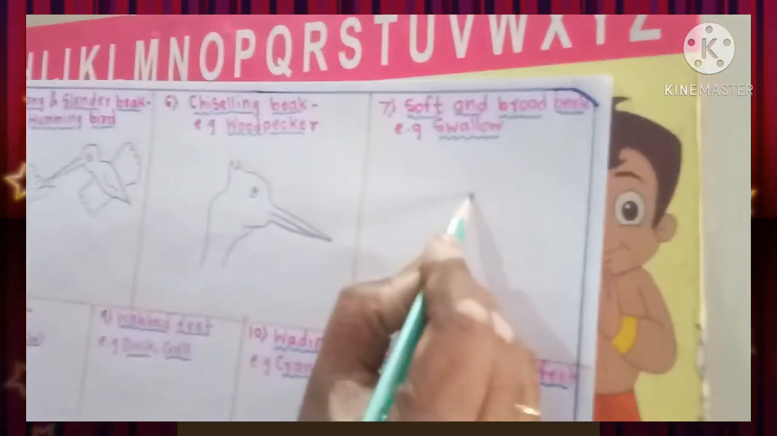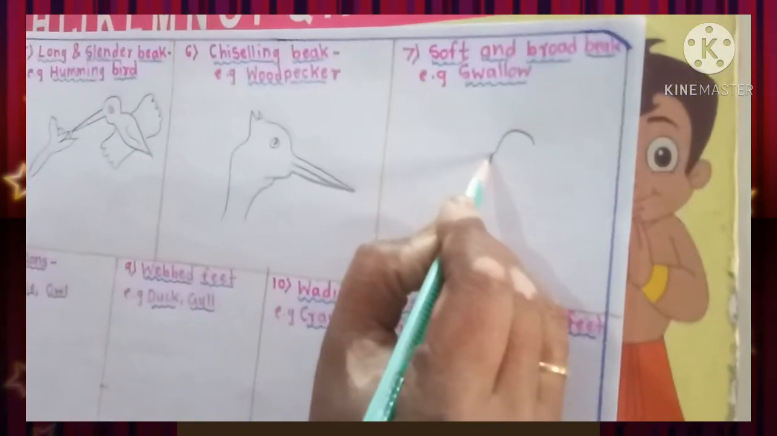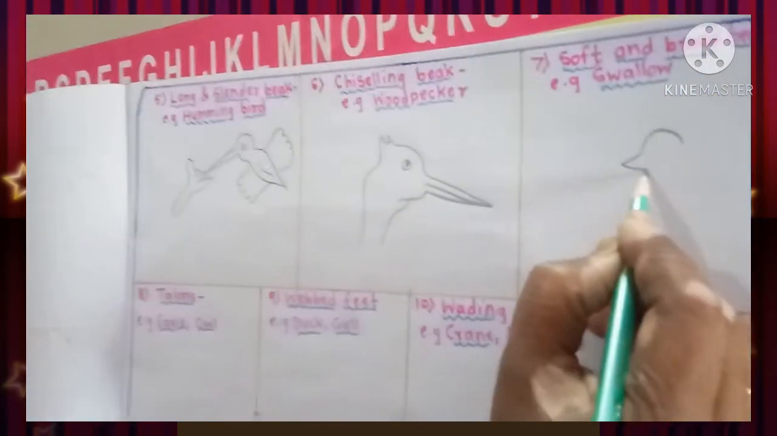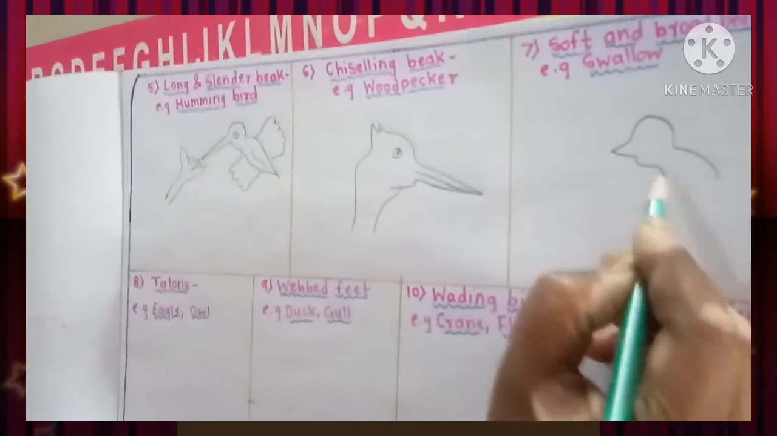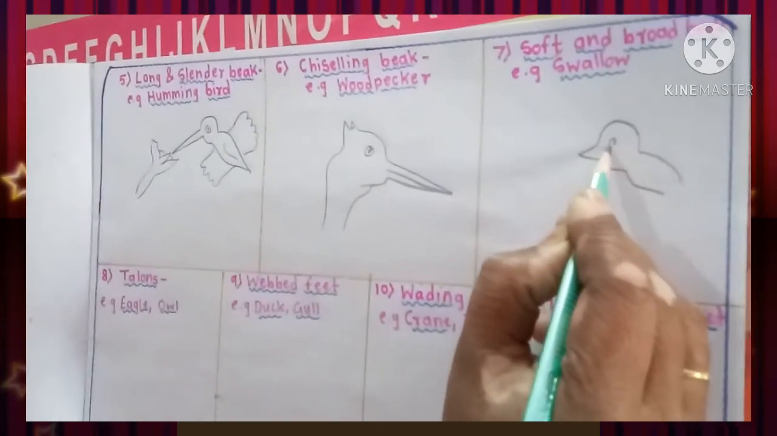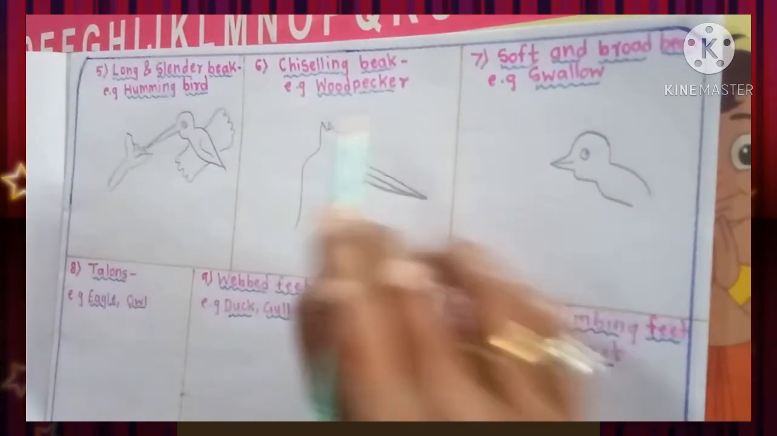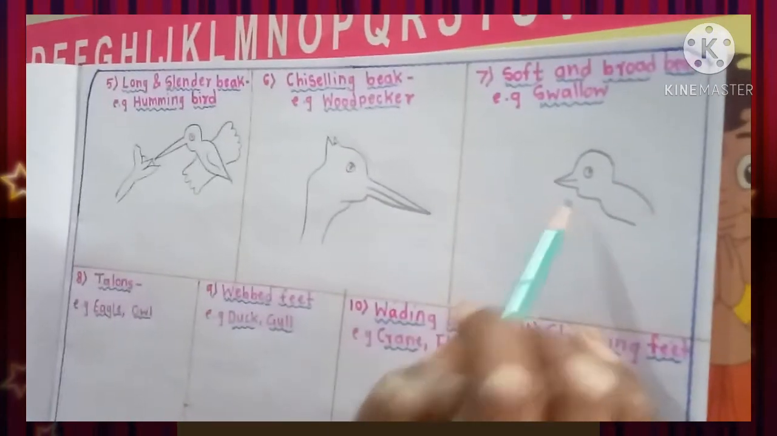So it is a very soft one, children. And the beak, when the swallow bird flies in the sky, at that time it can catch insects while they are flying, because its beak is a broad one and soft one. It is a swallow bird beak. So children, here we completed the 7 types of beak. So children, you only draw all types of beak.